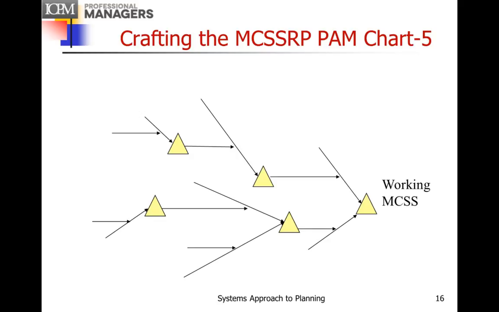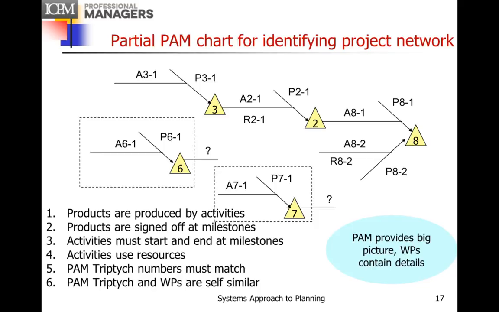And you build this up as a high level and low level. So here is a partial PAM chart for identifying the project network. You can see that for simplicity, I've dropped the numbers and I'm just showing the first digit. So milestone 8 produces products 8-1 and 8-2, and product 8-1 uses activities 8-1. Product 8-2 uses resource 8-2, and notice that there are no resources assigned to activity 8, a gap, immediately identifiable.